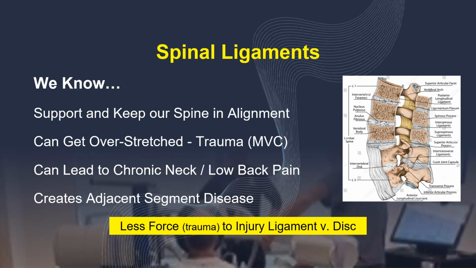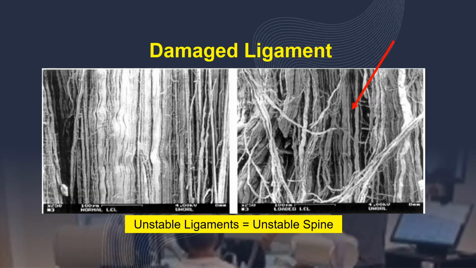It literally takes less force to injure a ligament than it does the disc. And yet many providers still only look for the disc as a pain generator. This is what a damaged ligament looks like under an electron microscope. On the left is normal and on the right is unstable. When your patients have this type of ligament injury in the spine, it creates an instability leading to chronic pain and possible long-term degeneration.